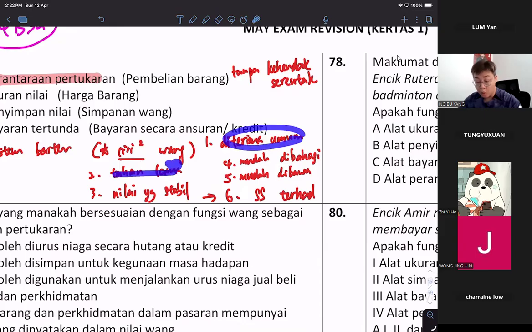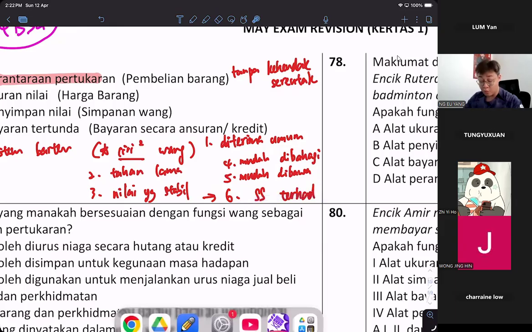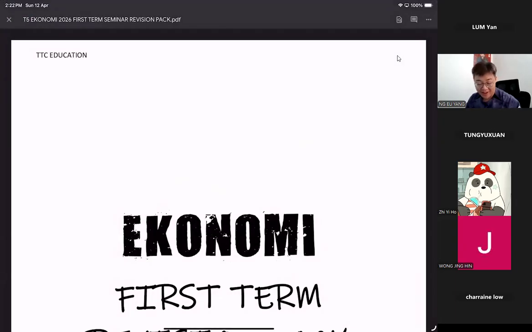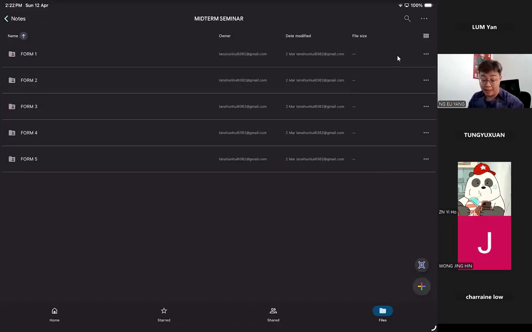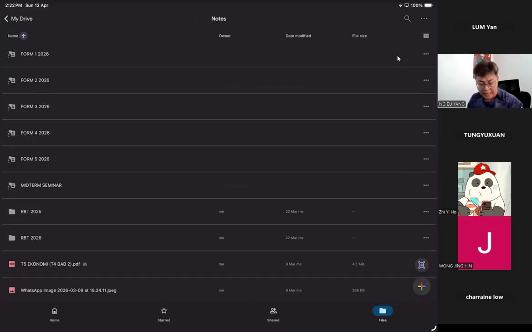So how do we huraikan? For tahan lama? Tidak mudah rosak. How do we huraikan nilai yang stabil? Penawaran terhad. How do we huraikan for penawaran terhad? Nilai, how do we, I've forgotten this huraian now. Guys, let me try to recall back to your form 4 bab 3. How do you huraikan for penawaran terhad? Supposed to be nilai yang stabil, right?